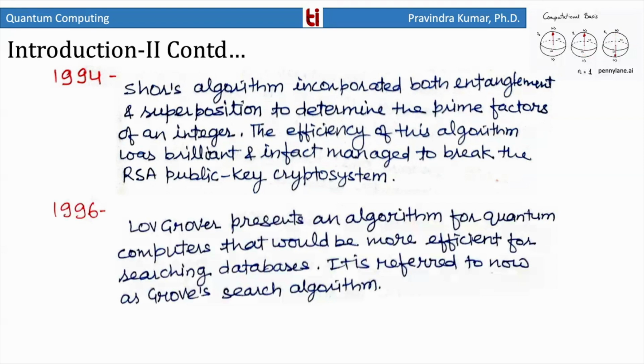In 1996, Lov Grover presented an algorithm for quantum computers that would be more efficient for searching a database. It is now referred to as Grover's search algorithm. In the same year, Lloyd proposed a quantum algorithm which can simulate quantum mechanical systems.